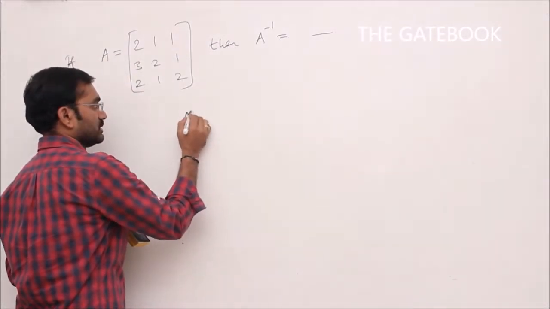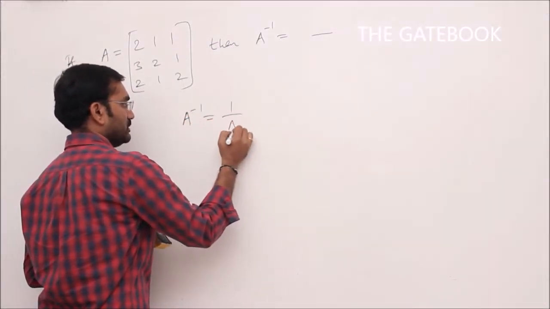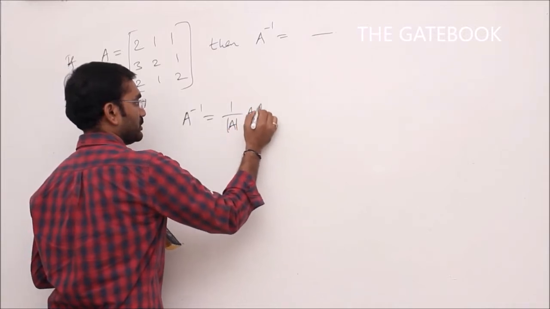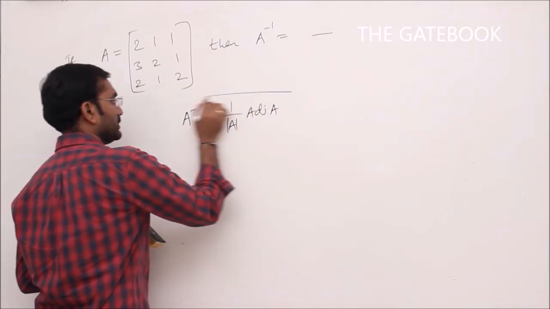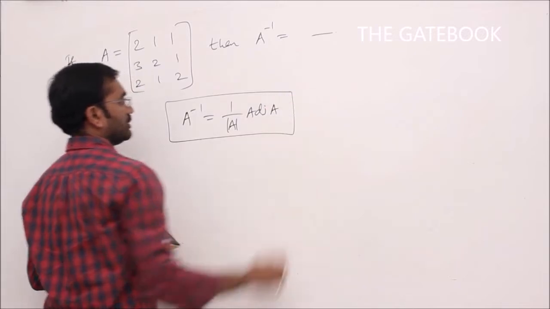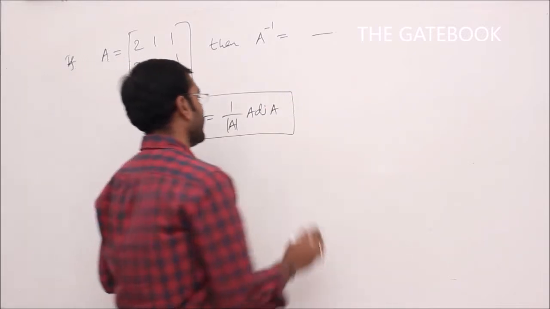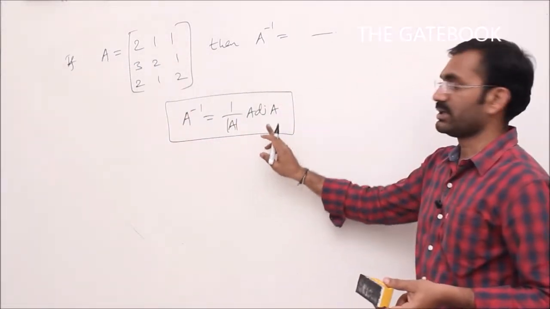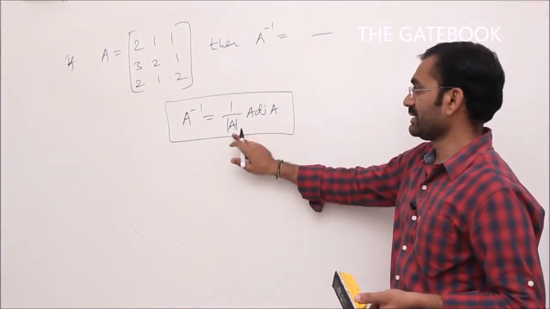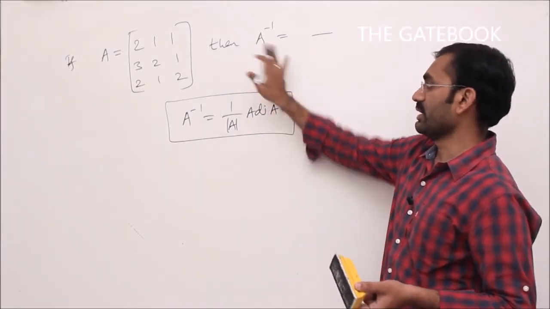A inverse is given by 1 by det A into adjoint A. So here, first we need to find the determinant of that matrix and the adjoint. So 1 by det A into adjoint A will give A inverse.